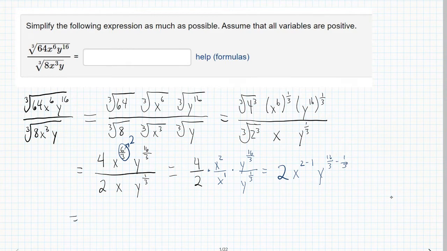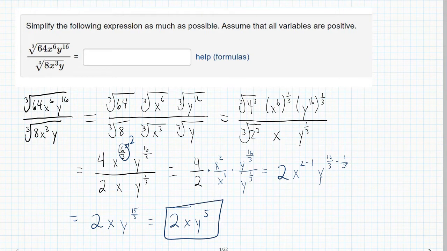Okay, so now we're ready to finish this thing off. We have 2x, and then we get y to the 16/3 minus 1/3, so that's y to the 15 over 3. This makes 2x, and then we have y to the 5th. And that is our final answer.